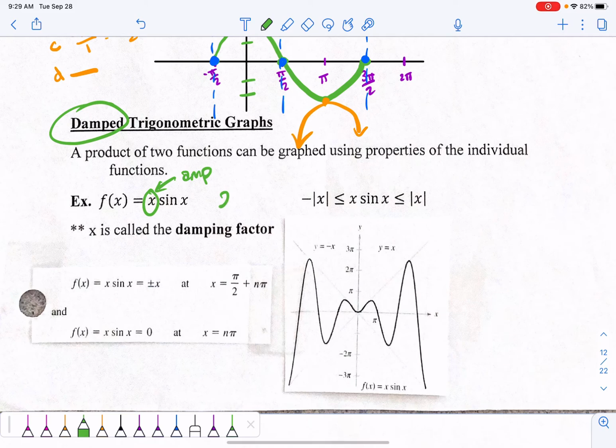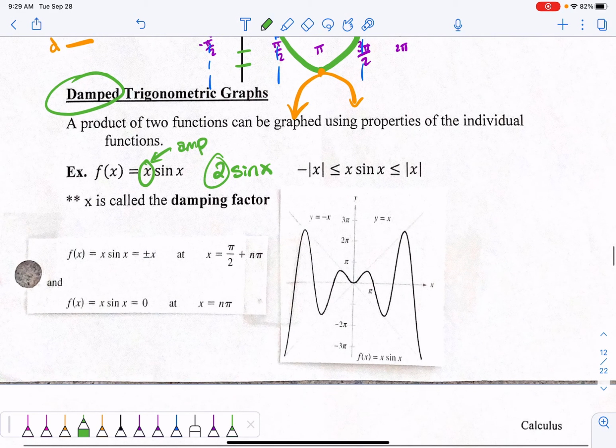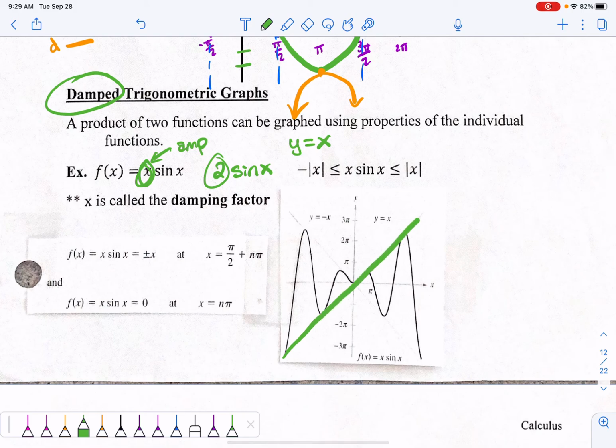If that was the number 2 and this was just 2 sine of x, my amplitude would stay 2 the whole way through. But it's changing to be x, so what's happening here is we graph just this x, like y equals x. Y equals x is a linear function, and this is the graph of y equals x.